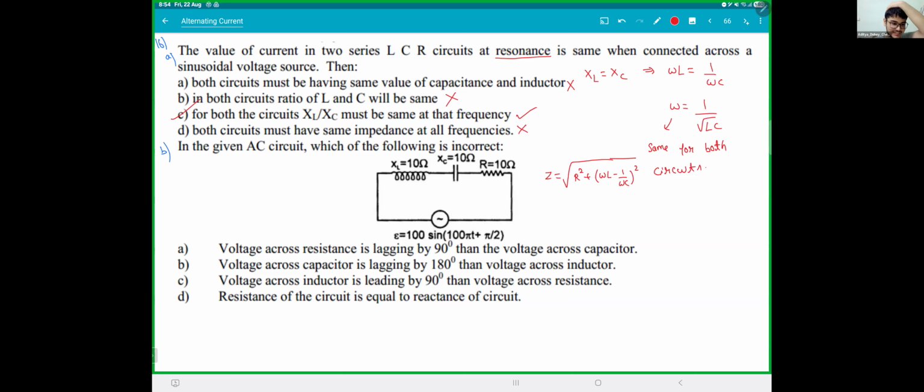Sir, then what about the B one? Aditya, first option, sir. What first option? The capacitance and inductor, like same capacitance, same inductance. So why isn't the product same for both circuits? What are you talking? Because it is in resonance, omega must be 1 by root LC. Why does it mean both should have same L and same C?